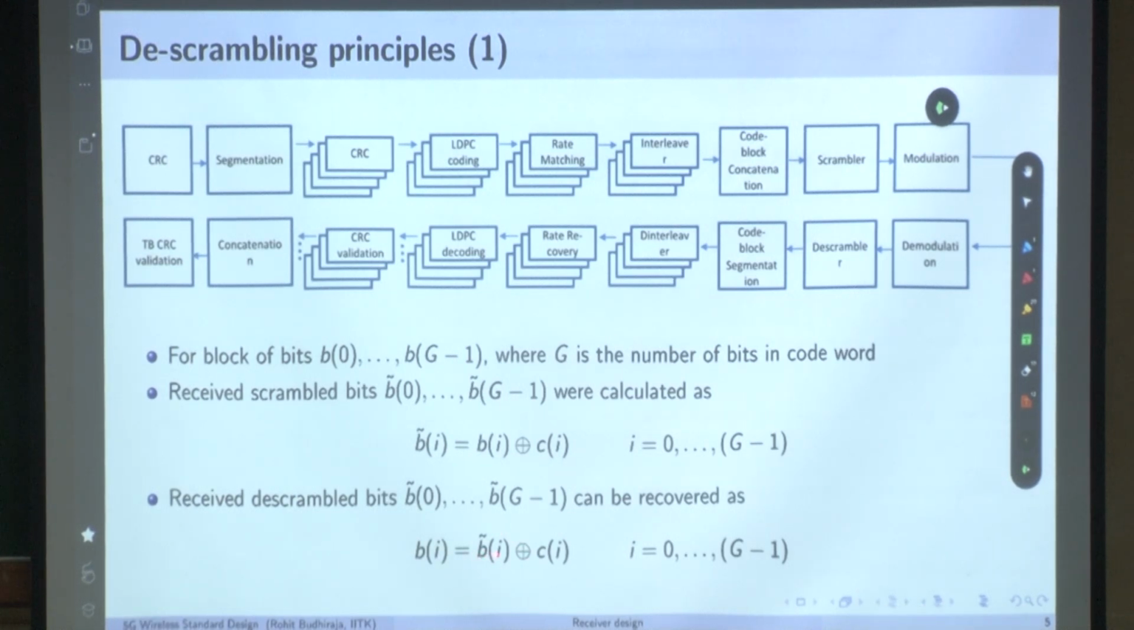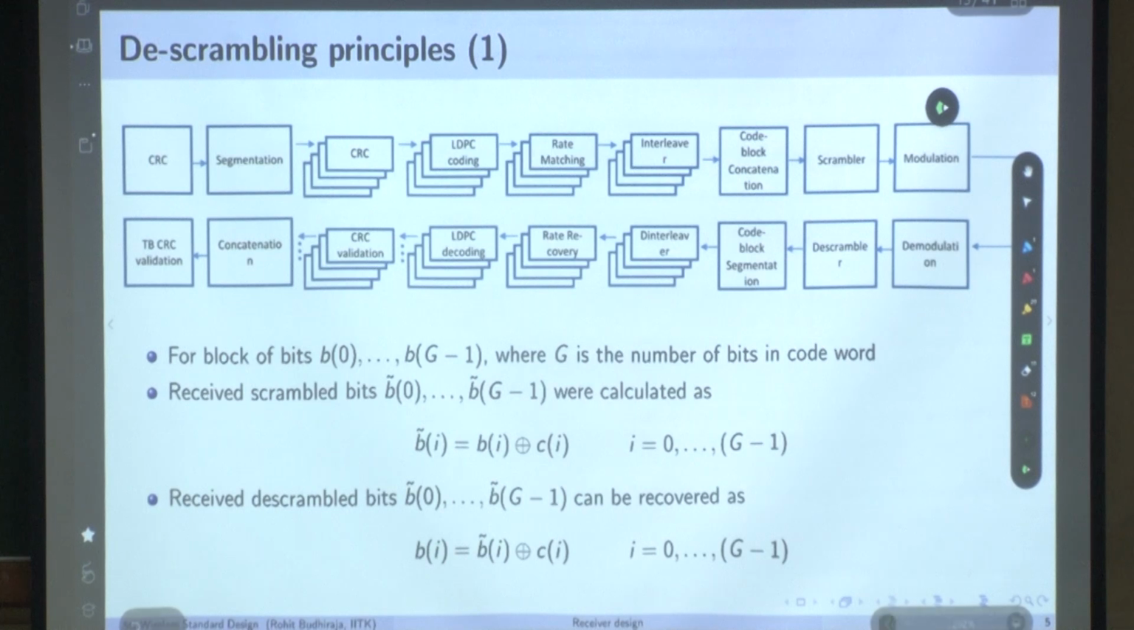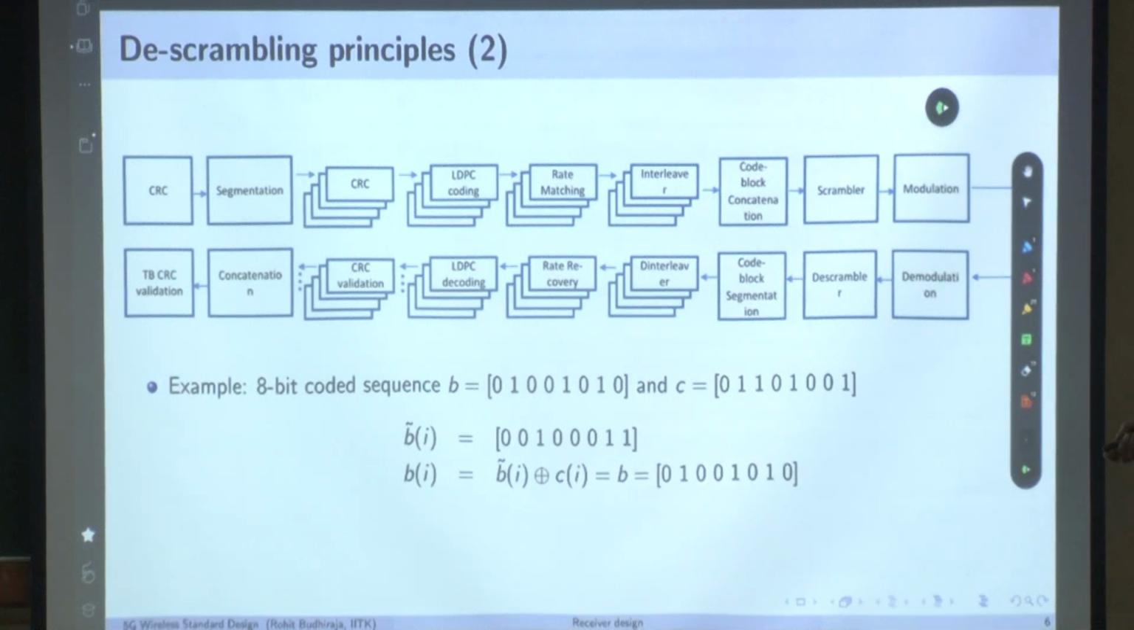You have this B tilde, correct? This is what the demodulated output will give you. What will I do? I'll again XOR with the same sequence. So what happens here? If you substitute, we'll see how you get B of i. B of i is B tilde of i, I'm writing it like this. If I have explained it in the next slide, I will not do it here. I will just write it here.